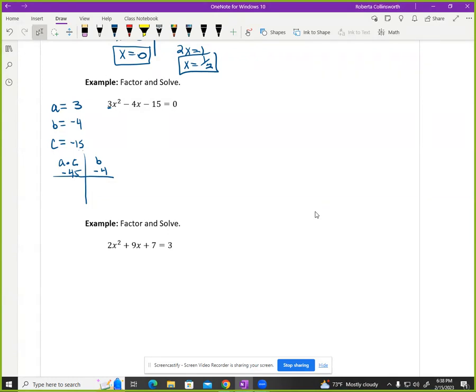So I'm going to go to 9 and -5 and -9 times +5. Those are also factors of -45. When I add them together, 9 plus -5 gives me +4. -9 plus +5 gives me -4. So that means these are the numbers that I'm going to use.